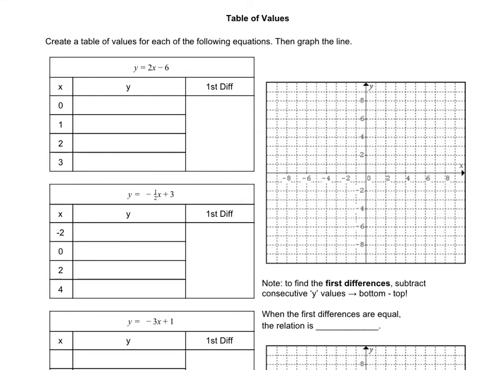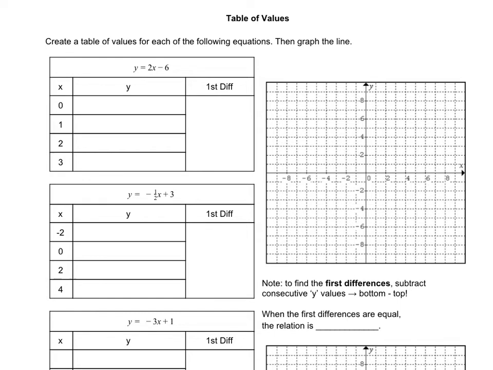In this video, we will look at how to create a table of values for a linear relation and then graph it. So we'll start with our equation y equals 2x minus 6. You have the option, if the x column is blank, to fill in with your own values, but I've just put the numbers 0, 1, 2, 3. You can also start in the negatives just to get a little bit of balance to the left and right of the y-axis. But let's start.